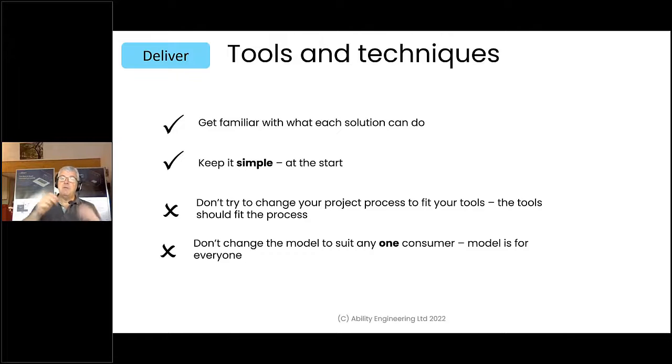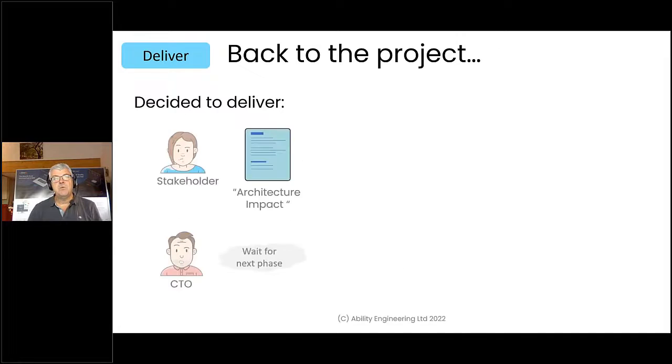But you'll be doing that with the business encouraging you to do that. And if we have time later on, I'll talk about don't change the model to suit one customer. It's a universal one. So what did we decide to do? We made an architecture impact document. We had to do a bucket load more modeling because that was the kind of shape of the model that the team had produced to start with.